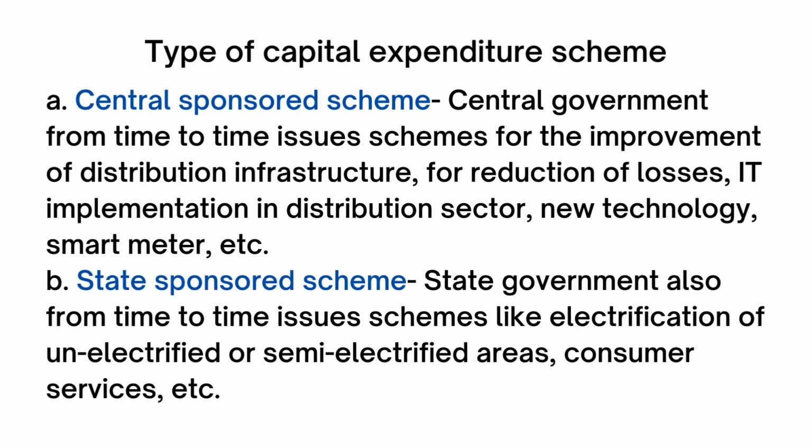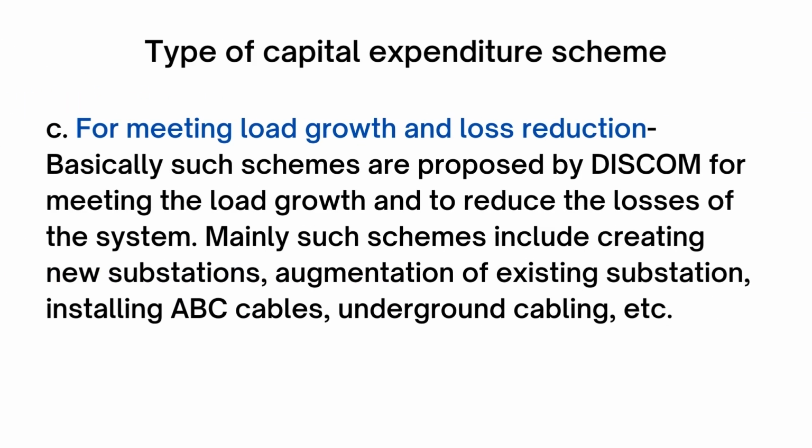We will now see types of such schemes. Central-sponsored schemes, which are issued by the central government from time to time for the improvement of distribution infrastructure, for reduction of losses, IT implementation in the distribution sector, new technology, smart meters, etc. State-sponsored schemes are issued by the state government for the purposes like electrification of unelectrified or semi-electrified areas, consumer services, etc. Next category includes schemes proposed by the distribution company for meeting the load growth and to reduce the losses of the system. Mainly such schemes include creating new substations, augmentation of existing substations, installing ABC cables, underground cabling, etc.